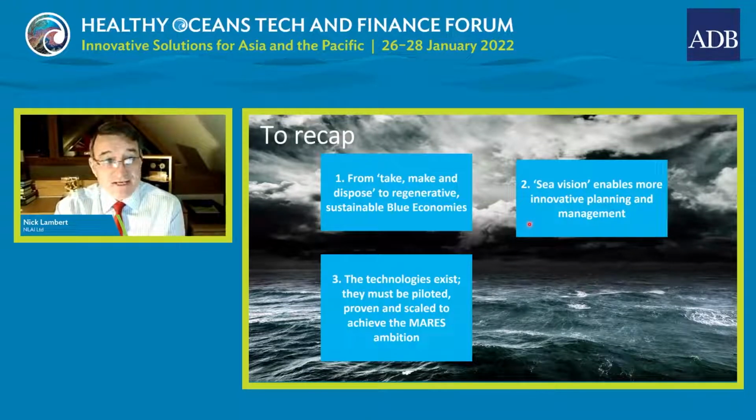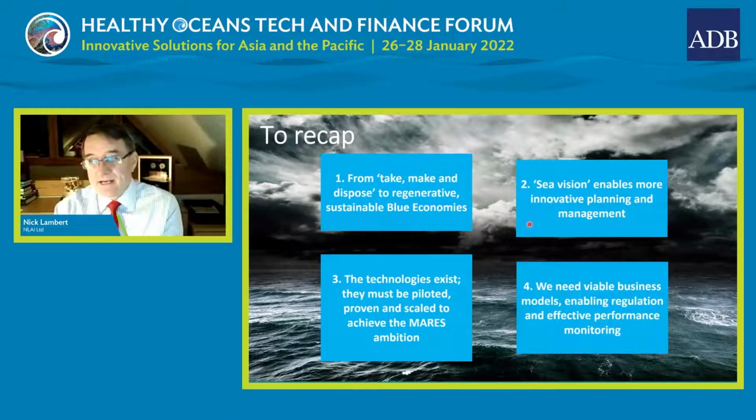The technologies are here. We don't have to build any more new technologies. Of course, there will be newer technologies, but don't worry about whether we have the technology to do this. We have it. What we haven't got is the investment to get them out to sea, to achieve that MARES ambition. We need viable business models that people will want to invest in, to make their living out of, to support their families. And that's going to require regulation and a method of monitoring.